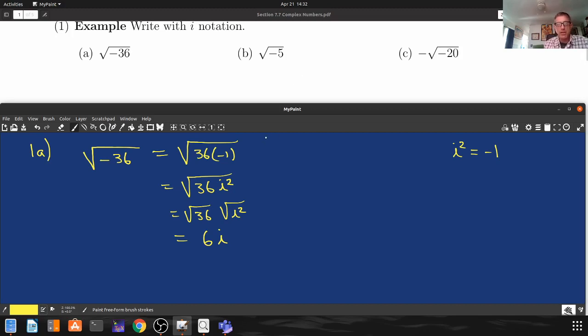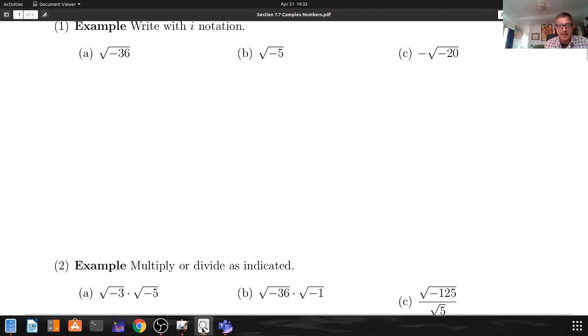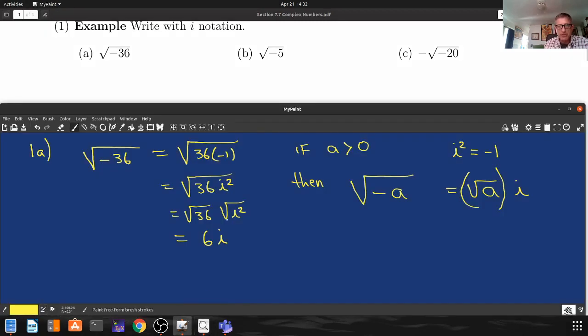But from now on, we can simply say, if A is greater than 0, then, this is a theorem, the square root of minus A is equal to the square root of A times I. Make sure that I is out here on its own. It's not underneath the square root. So let's use that theorem. I'll add that theorem to the notes up there, and make it more explicit. So let's do number B.